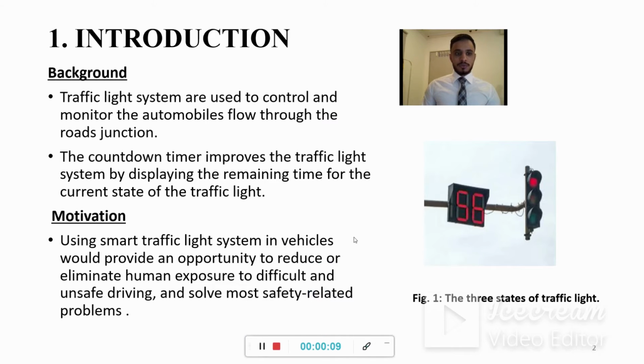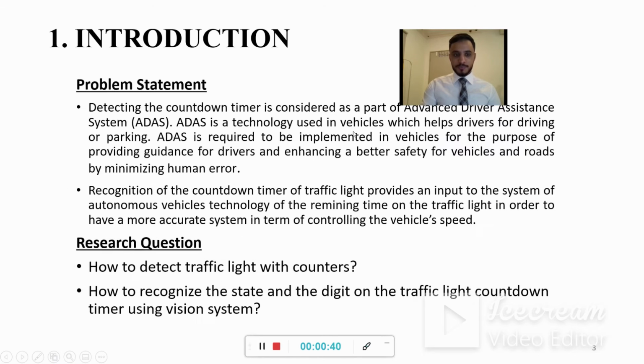As a background for this project, traffic light systems are used to control and monitor the automobile flow through the road junctions. The countdown timer improves the traffic light system by displaying the remaining time for the current state of the traffic light. As for motivations, using a smart traffic light system in vehicles would provide an opportunity to reduce or eliminate human exposure to difficult and unsafe driving and solve most safety related problems.